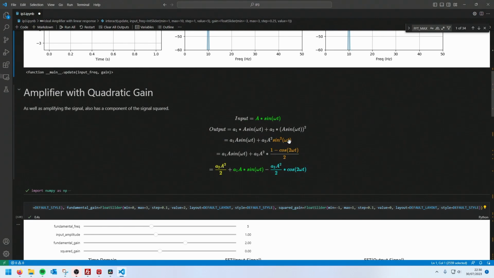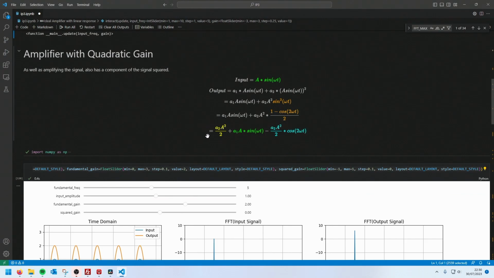Well, we can multiply out this bracket and get this term, and then we can use a standard trig identity for this bit in orange. This is equivalent to this, and that gives us 3 terms at our output. So we've got a single tone in, but we're getting the output at 3 different frequencies. We have a component at DC, we have a component, this is our linear gain, so A1 A times sine omega t, and then we get this term at 2 omega t, so twice the frequency of our input signal.